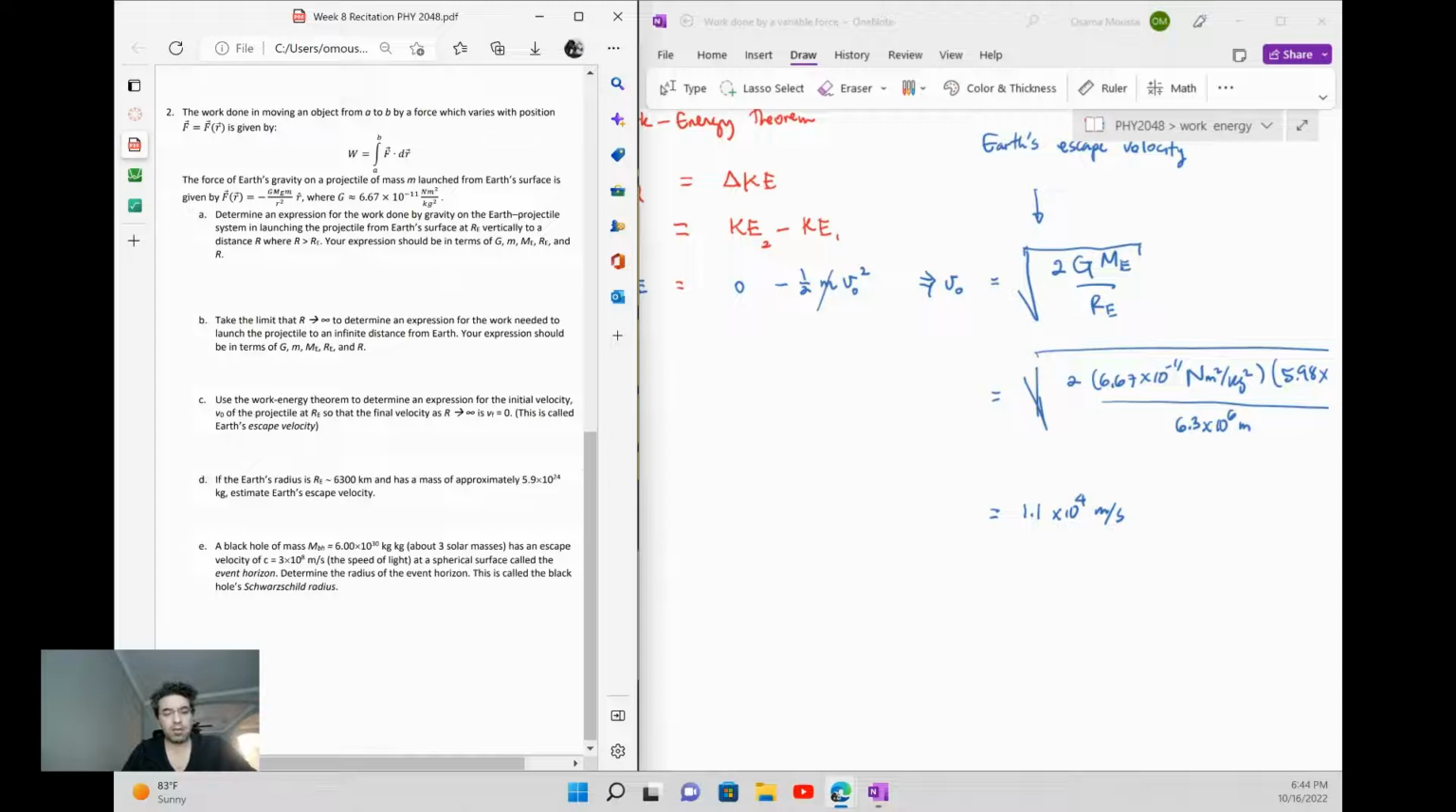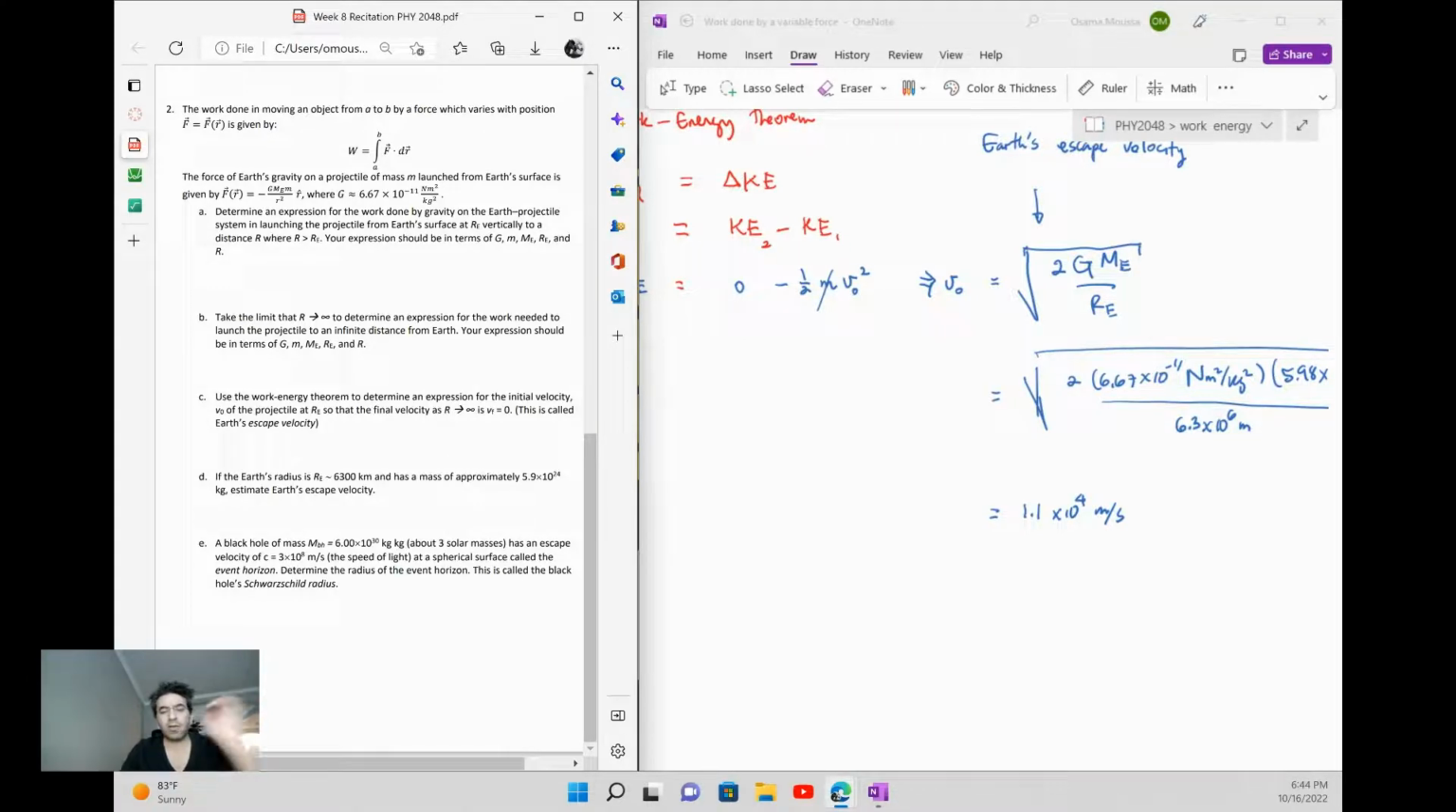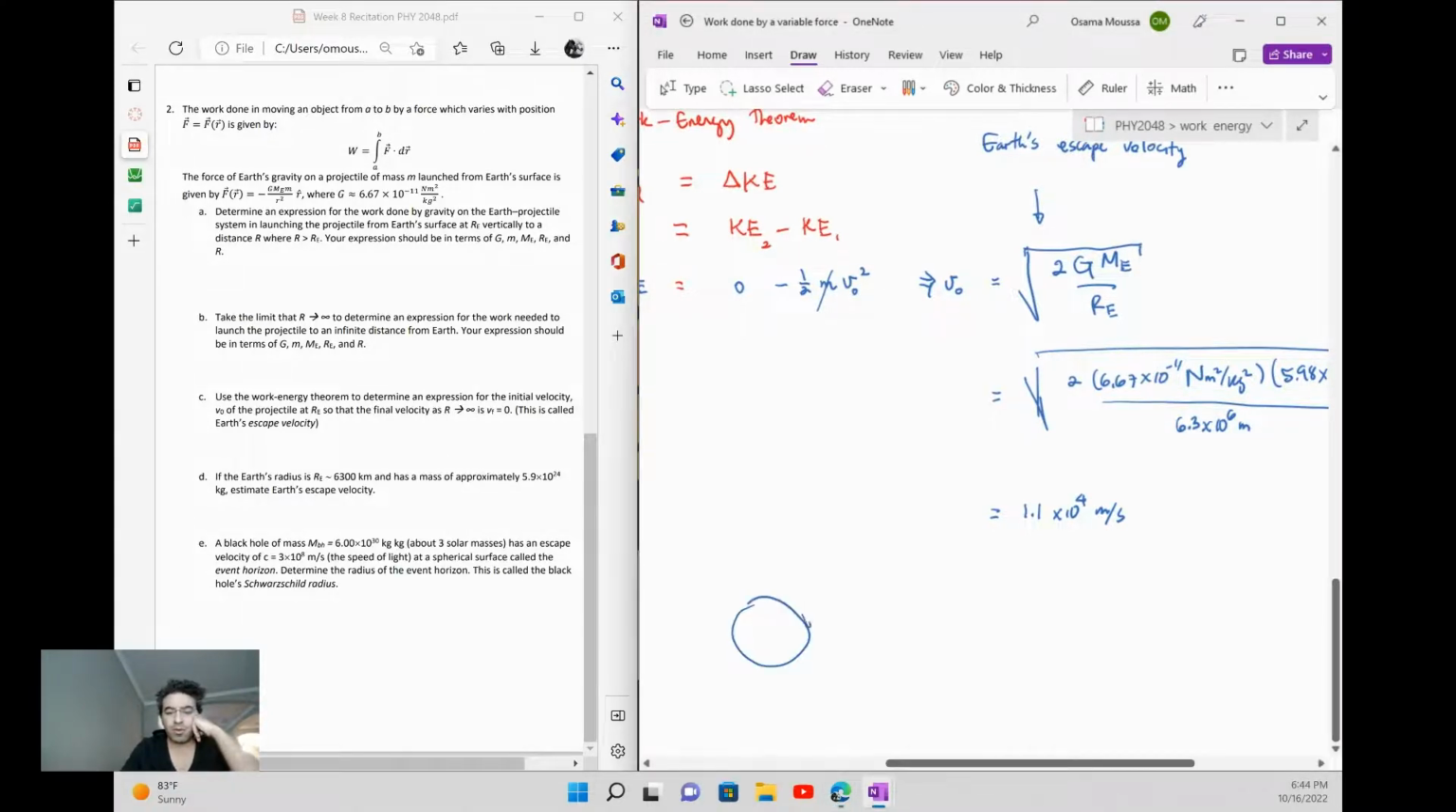The next piece here is similar, but instead of thinking about escaping from Earth, you're thinking about the escape velocity from a black hole. The whole difference is that instead of the mass of Earth, you're going to use the mass of the black hole, which is 3 times the solar mass in this case. And instead of the velocity being what you're looking for, you actually have the escape velocity from the black hole, which is the speed of light, 3 times 10 to the 8 meters per second.